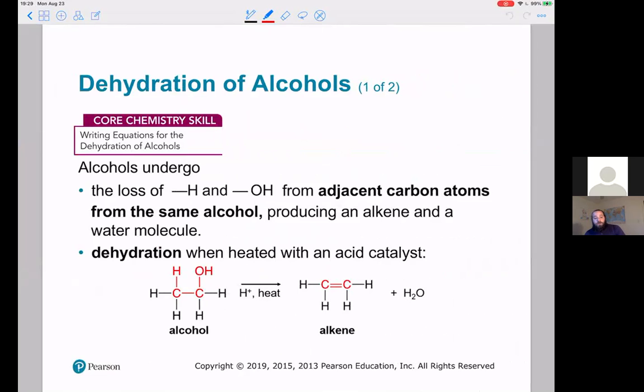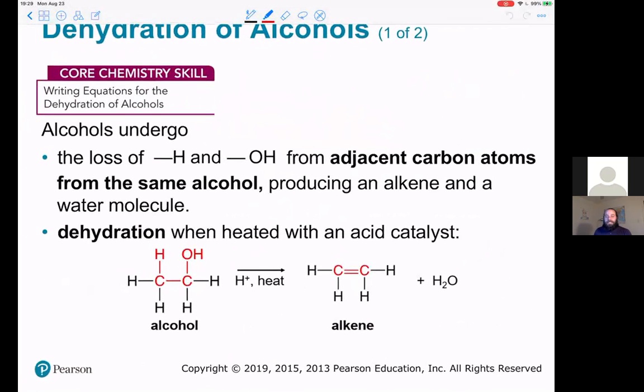Alcohols also undergo dehydrations, where they lose water. This is an example of a dehydration reaction. It's the exact opposite of the hydration reaction we learned about when we were talking about alkenes. So these can go either way. You can either make an alcohol from an alkene, or you can make an alkene from an alcohol. You can go either direction here.